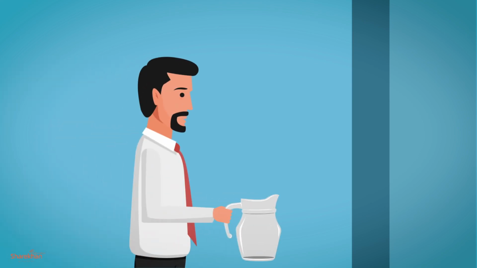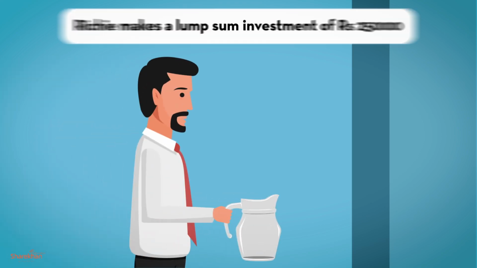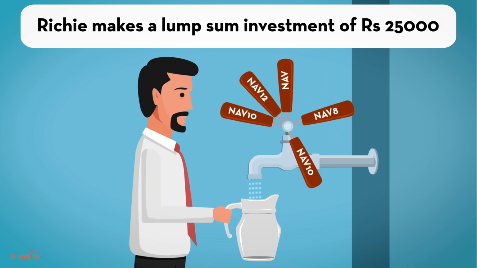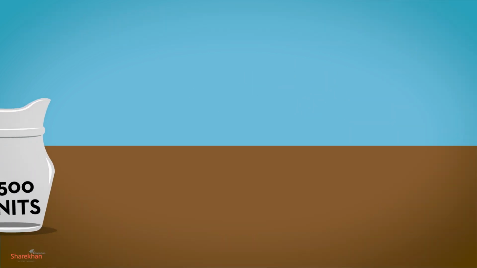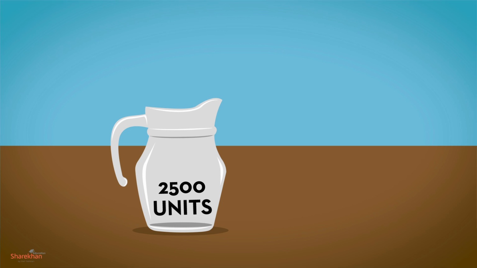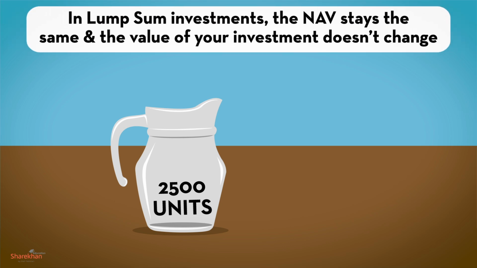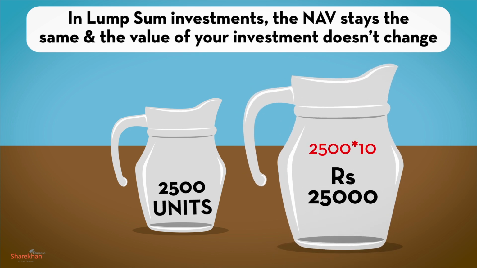Now, if instead of starting an SIP, let's say Richie had decided to invest a lump sum of 25,000 rupees at an initial NAV of 10 rupees per unit, he would get 2,500 units in hand. Now, because the NAV stays the same after all the ups and downs, the value of his investment wouldn't change either. But will an SIP always be the better way to invest? Let's take a closer look.